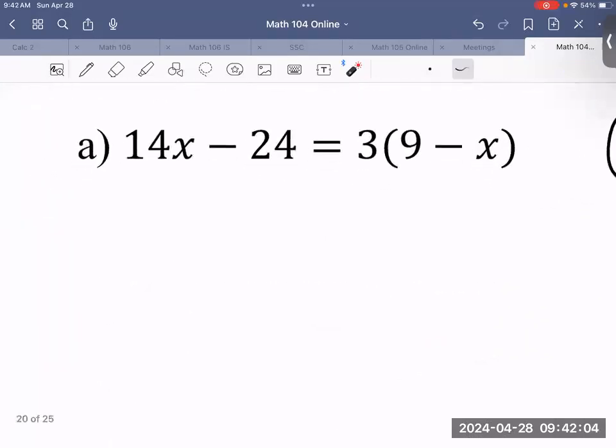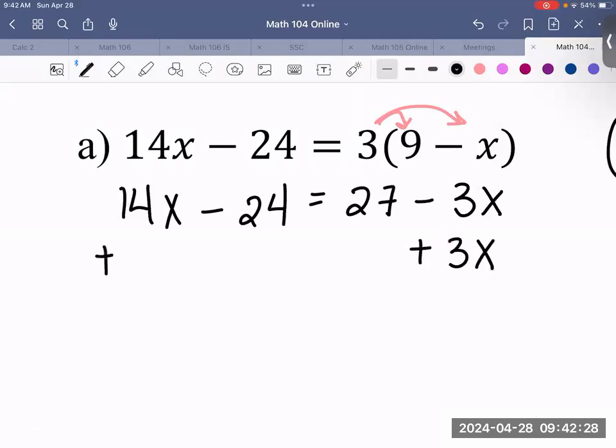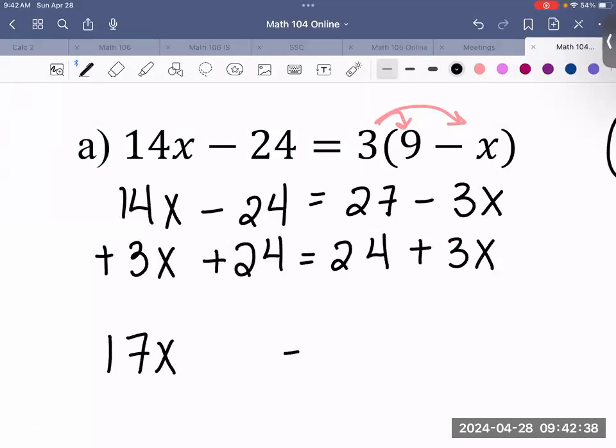Okay, so first thing on part A, we notice that one side of the equation looks good, the other side has a parentheses. So we're going to go ahead and distribute in. We have 27 minus 3x. We have 14x minus 24. And let's go ahead and combine your like terms. So we're going to add your 3x to the other side, where we get 17x on one side. And let's go ahead and add 24 to the other side.